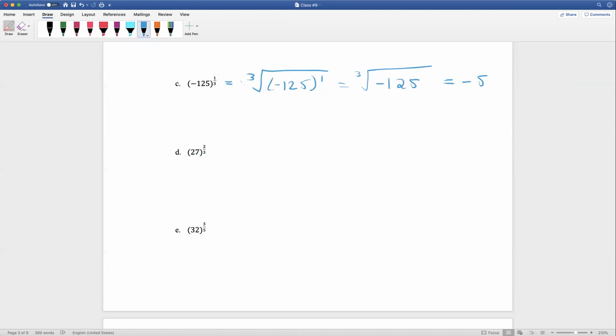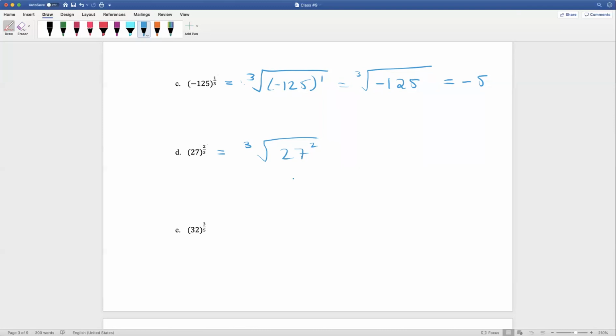Okay, let's take a look at D, and then I'm going to ask that you guys try E on your own. Let's take a look at D. We have 27 to the 2/3 power. Base becomes the radicand. Exponent divided by index. Exponent, index. So this is the same thing as saying the cube root of 27 to the 2nd power.